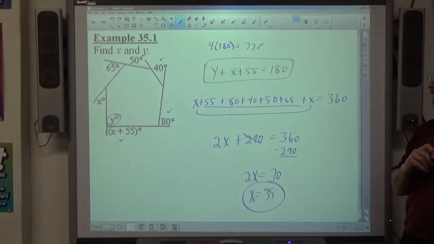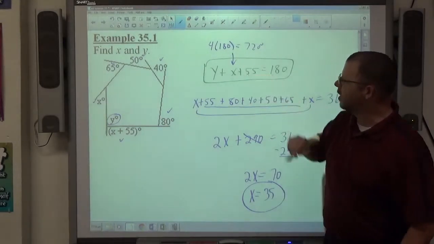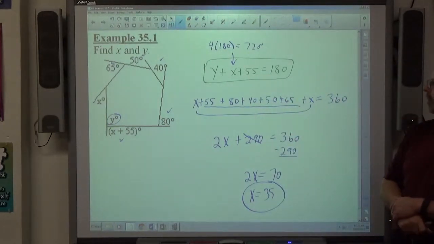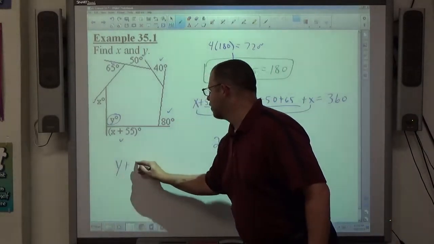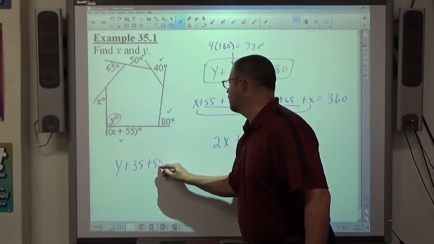Just found x. And it wants to know what x equals. Now this green equation that we put on the back burner can be solved because we can figure out what y equals. So y plus 35 plus 55 is equal to 180.